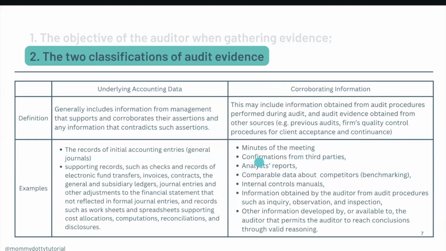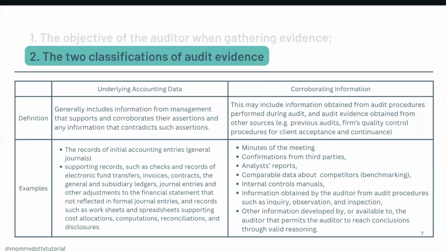Examples are minutes of the meeting, confirmations from third parties, analyst reports, comparable data about competitors or benchmarking, internal controls manuals, information obtained by the auditor from audit procedures such as inquiry, observation, and inspection, and other information developed by or available to the auditor that permits the auditor to reach conclusions through valid reasoning.